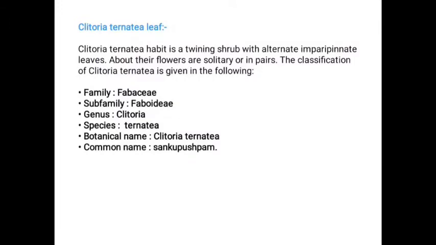Clitoria ternatea leaf. Clitoria ternatea habit is a twining shrub with alternate imparipinnate leaves. The flowers are solitary or in pairs. The classification of Clitoria ternatea is given in the following. Family is Fabaceae, subfamily is Faboideae, genus is Clitoria, species is ternatea, botanical name is Clitoria ternatea, and common name is Shankhapushpa.